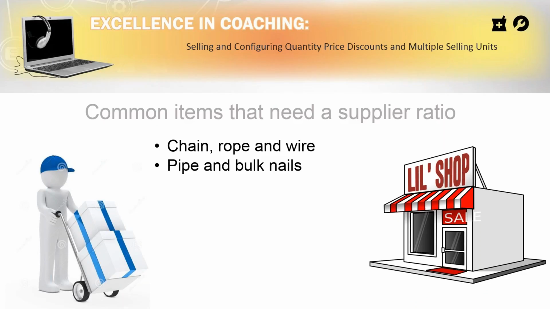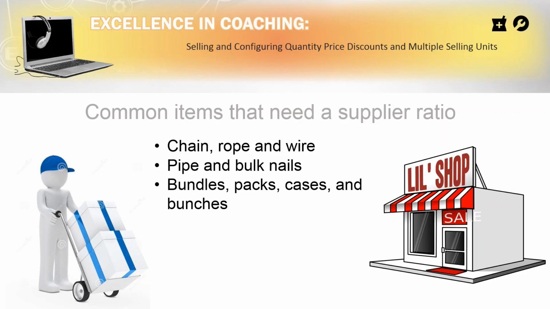Pipe sometimes needs a supplier ratio, sometimes it needs a reverse supplier ratio, depending on what it is and how the supplier sends it to you. Bulk nails, same idea. You buy a 50-pound bag or 50-pound box of nails, and you just basically pour it into the bin. Well, you're going to need a supplier ratio to sell that by the pound.